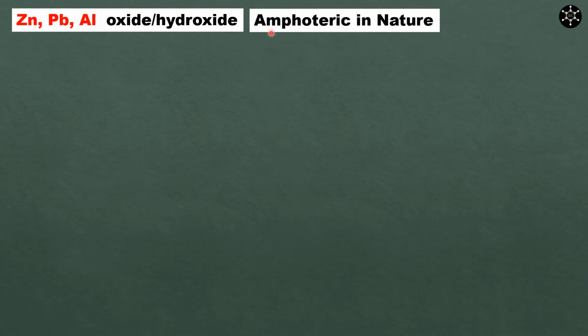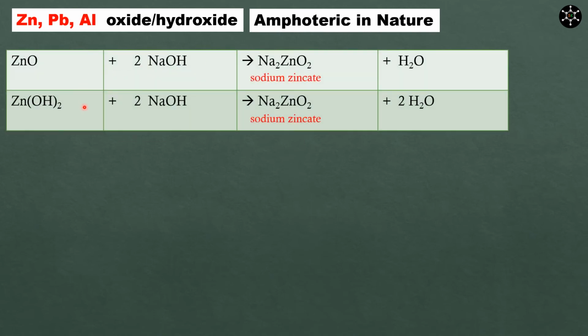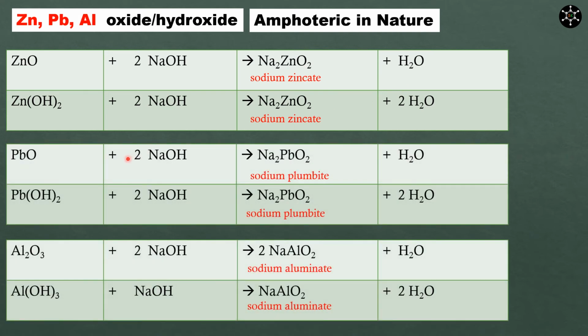Oxides and hydroxides of zinc, lead and aluminium are amphoteric in nature, meaning they are capable of reacting with both acids and bases, giving salt and water. Here, we are considering the reaction of these oxides and hydroxides only with bases. Zinc oxide and zinc hydroxide react with sodium hydroxide, forming sodium zincate salt and water. Similarly, lead oxide and lead hydroxide form sodium plumbite and water. Aluminium oxide and aluminium hydroxide form sodium aluminate and water.